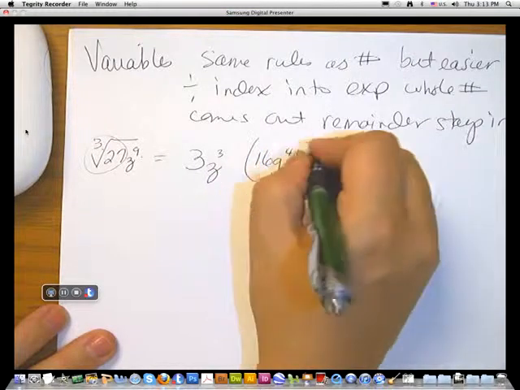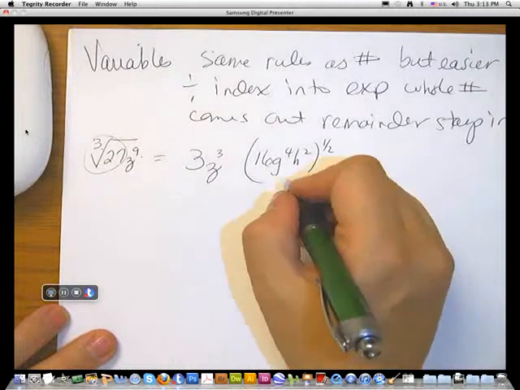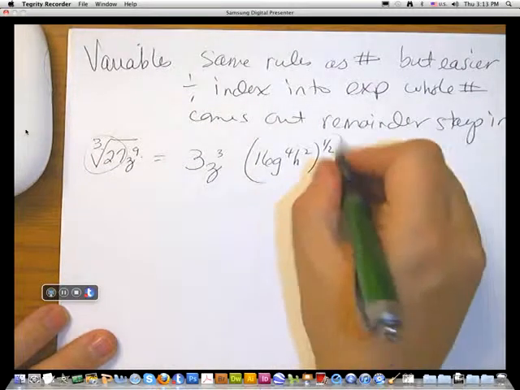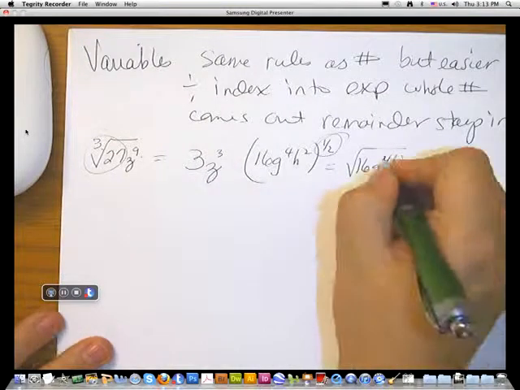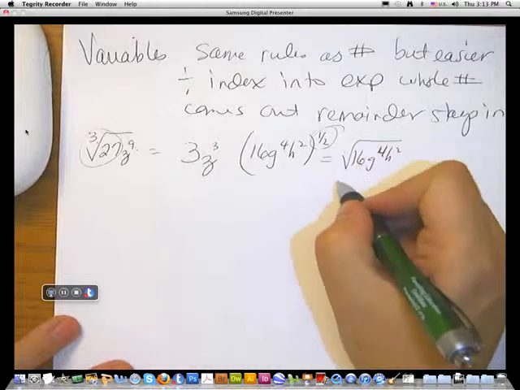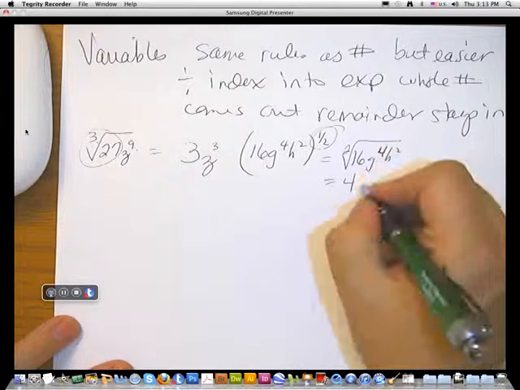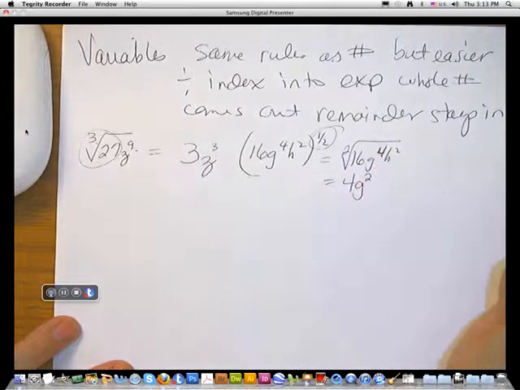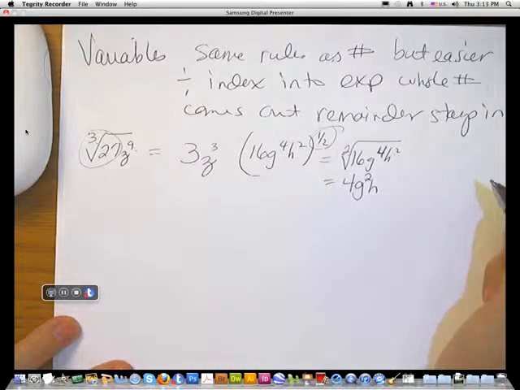16g^4h^2 all to the 1/2. Well, that's the square root because that's what 1/2 means. 16g^4h^2. So square root of 16 is 4. 2 goes into 4 2 times with nothing left over. 2 goes into 2 1 time with nothing left over.